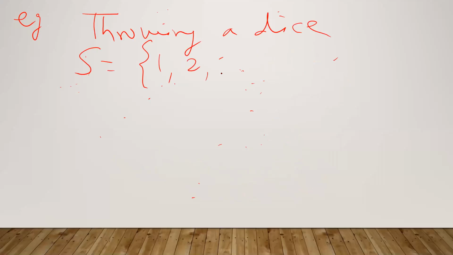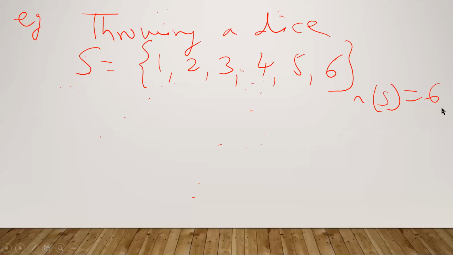So what is my experiment? I am throwing a dice. I know what the possible outcomes are. Let us write them down. So all the possible outcomes are these. I know that this is my sample space and I also know that the number of points is 6. So S contains 6 members.